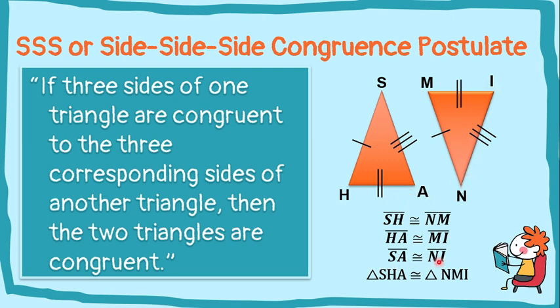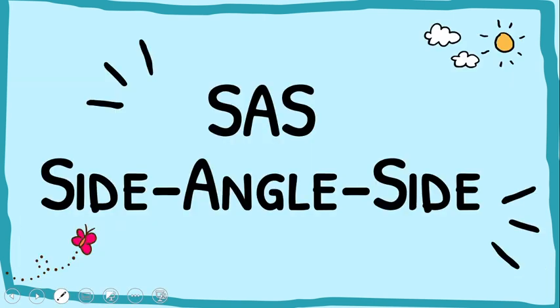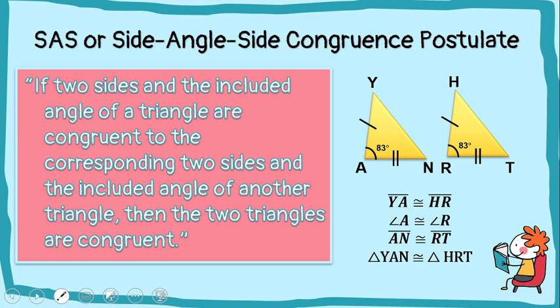So, given natin yung tatlong sides na congruents, we can say the triangle SHA is congruent to triangle NMI. And that is side, side, side congruence postulate. Next, we have SAS or the side, angle, side. So, here naman, it states that if two sides and the included angle of a triangle are congruent to the corresponding two sides and the included angle of another triangle, then the two triangles are congruent.